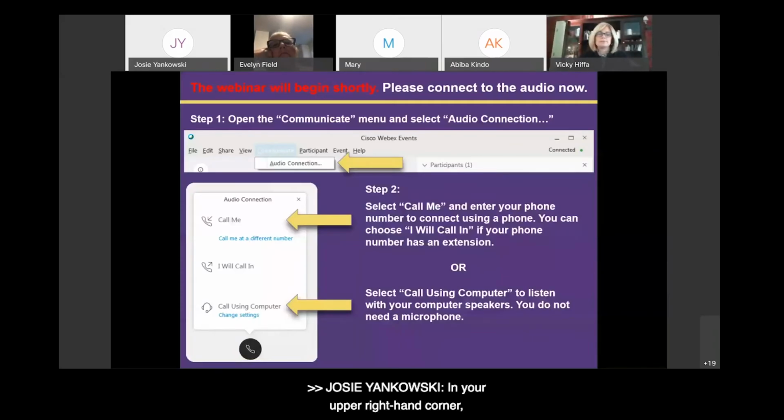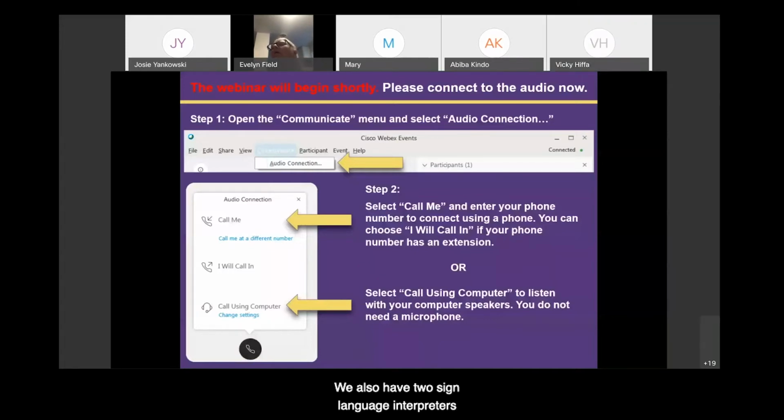Down in your upper right-hand corner, there should be a multimedia viewer. If you click on that, you should be able to see closed captioning in English. We also have 2 sign language interpreters joining us today. So if you want to use that service, you can pin them in your thumbnail. I'm going to admit this is new to me, and I'm still trying to be able to pin the person.